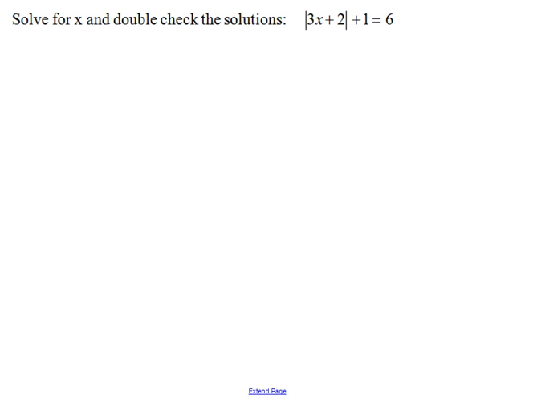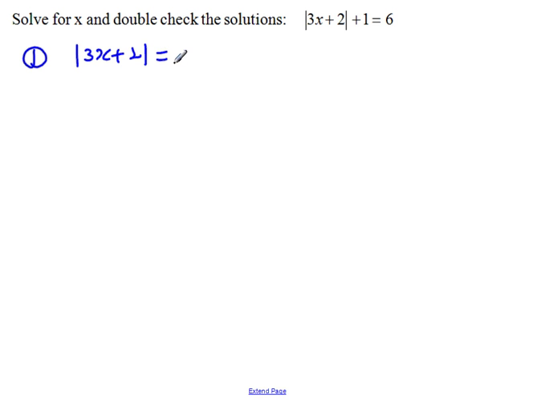Okay, solve for x and double check the solutions. The given equation contains only one absolute value, so we have a strategy to solve such an equation. First we isolate the absolute value, and in the first step we'll get an equation of this form. We isolate the absolute value.